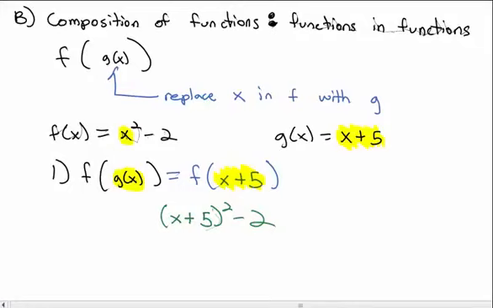We can do a little simplifying with it. Squaring it, we get x squared plus 10x plus 25 minus 2, and that just gives us like terms at the end. So for our final composition for f of g of x, we have x squared plus 10x plus 23.